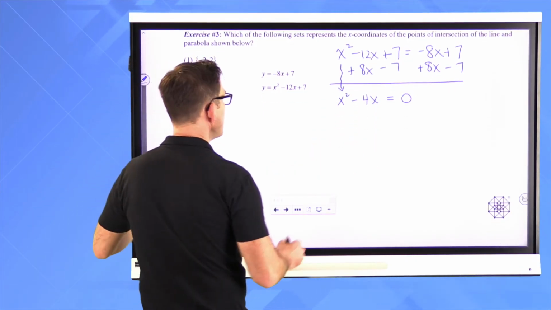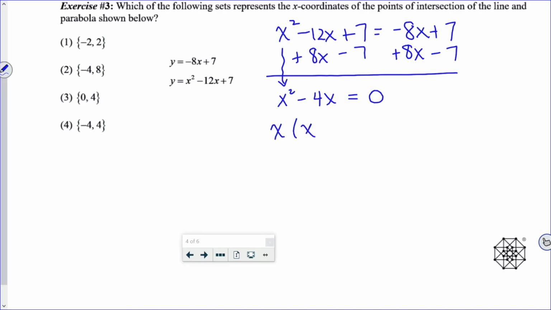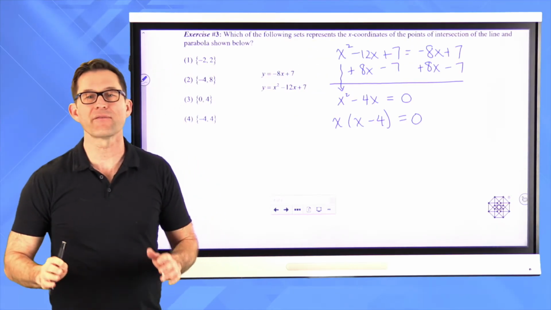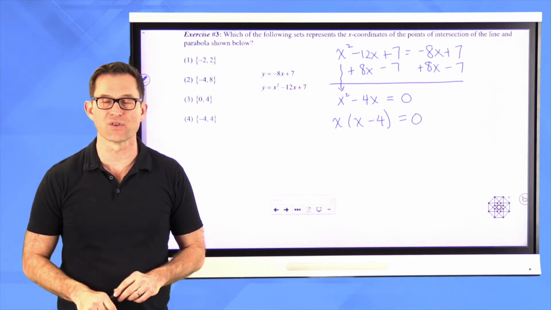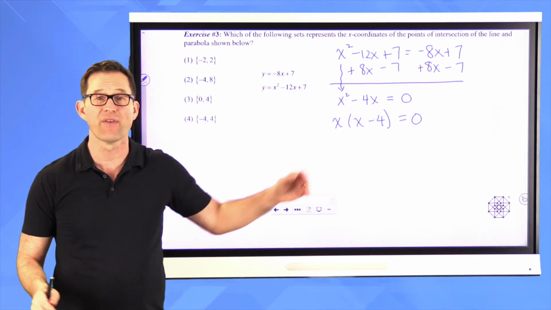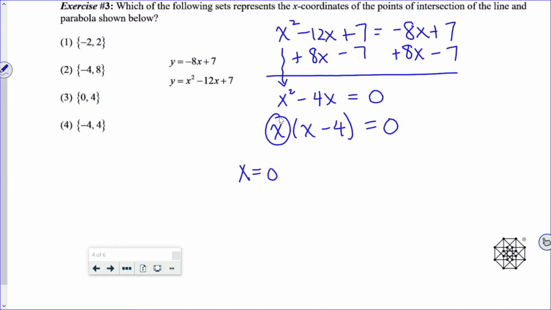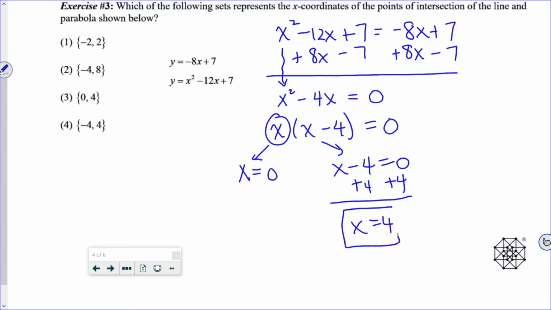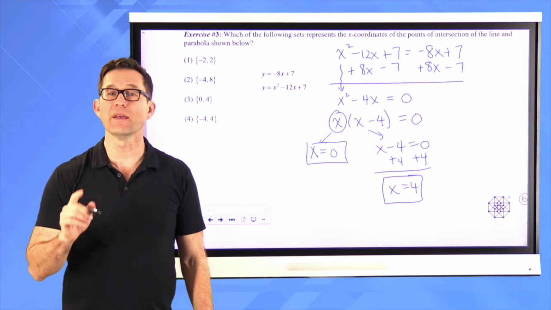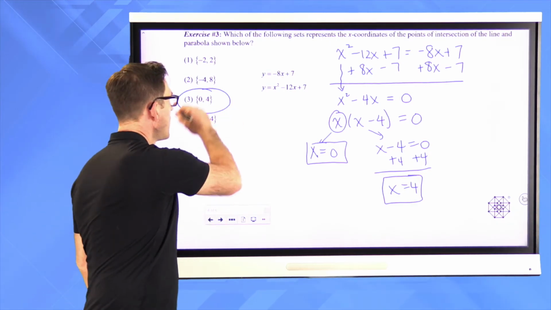I can rewrite that left-hand expression as x times x minus 4 equals 0. It does not factor as x minus 2 times x plus 2. It doesn't, right? That's the way it factors. But once I have it factored that way, I can take this factor and set it equal to 0. And I can take this factor and set it equal to 0. Strangely enough, in the first case, I don't even need to solve anything. It's already solved. X is equal to 0. The other one gives me x equals 4, which means the correct choice is 0, 4.